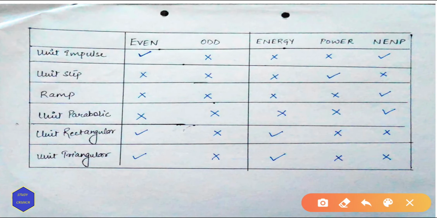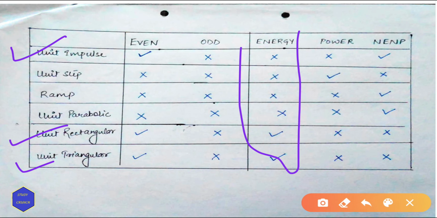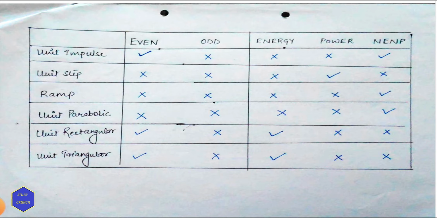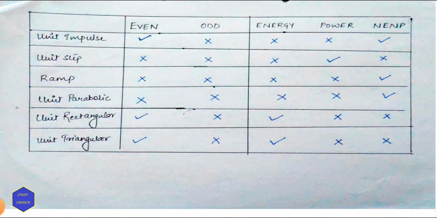This is the summary, that we have even and odd signal. So remember, impulse and rectangular and triangular, these three are even signals. None of them is odd. Then we have energy signal. So for energy signal, only rectangular and triangular. For the power, we have step as power signal, and none of them is. So for neither energy nor power, we have ramp, parabolic and impulse. So this was all about this lecture. Hope it is now clear.